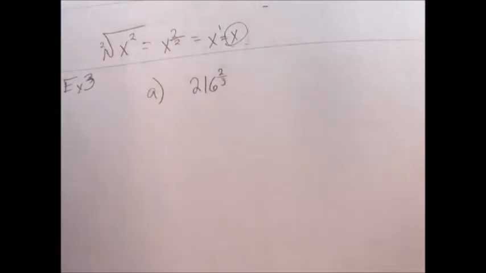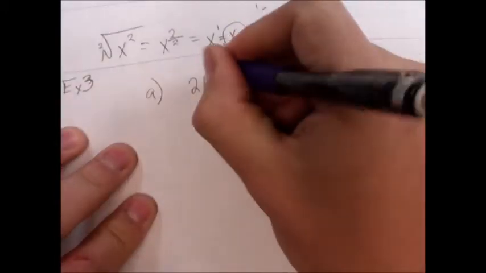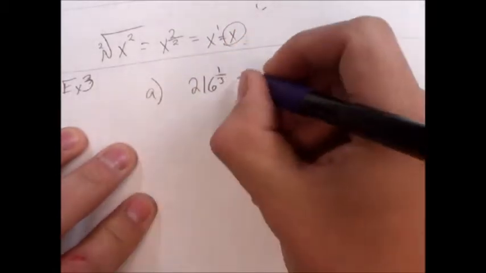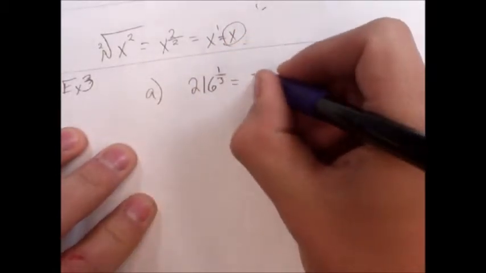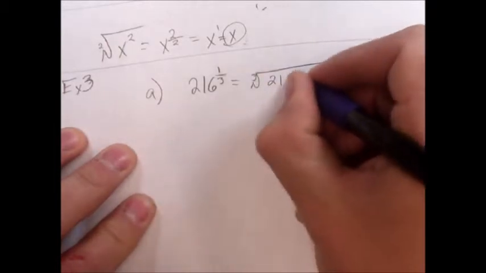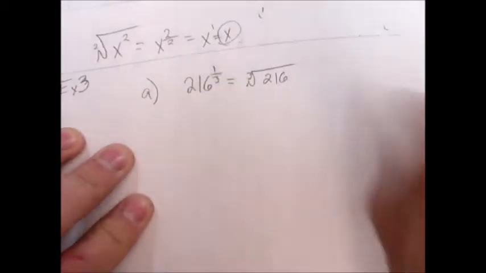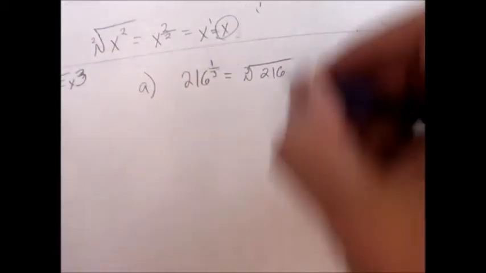Is it 1/3? I'm sorry. Let me zoom in on my page here. To the 1/3. So if I rewrite this, it ends up being the 3rd root of 216, because the 3 is on the bottom. So the question states basically, what multiplied by itself 3 times is 216?